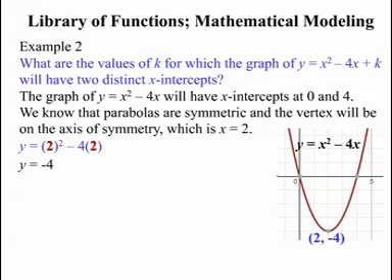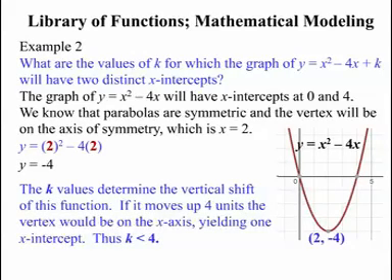Now the question says, for what value of k will we have two distinct x-intercepts? Well, what does k do to the graph? If you recall from what you learned in your previous math courses, that k value is going to shift it vertically, up or down. If it's positive, it shifts it up. So if it shifts it up 4 units, it's going to be at the x-axis, and you'll only have one x-intercept. So we want a value less than 4.